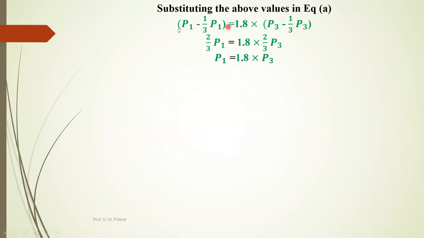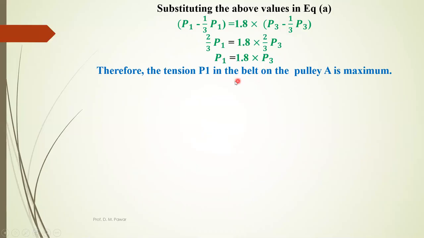So ultimately, by solving these brackets, 2 by 3 into P1 is equal to 1.8 times 2 by 3 into P3. So I will get this final equation in terms of P1 and P3. It can be seen that P1 is equal to 1.8 times P3. From this equation, we can conclude that P1 is the maximum tension, so P1 is larger than P3. Whatever the limiting tension is given, 2.7 kilonewton, that will be the P1 value. So P1 is equal to 2700 Newton.